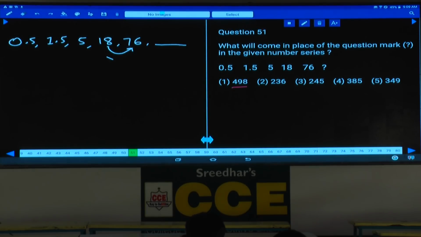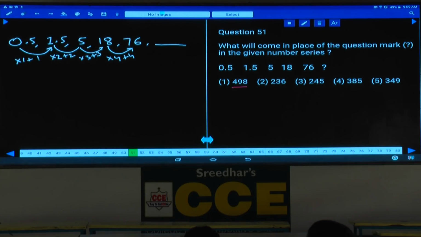Then what is the relation between these 18 into 4? 36, 36, 72 plus 4, 76. Now 5 and 18, 5 into 3, 15 plus 3, 18. And next one into 2, 1.5 into 2 is 3 plus 2 is 5. And here into 1, 1.5 into 1 is 0.5 plus 1 is 1.5.